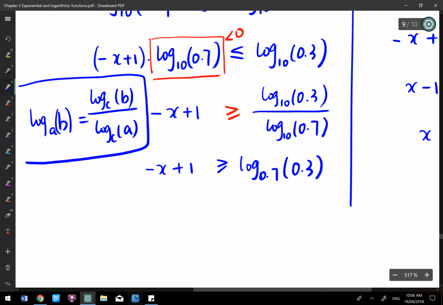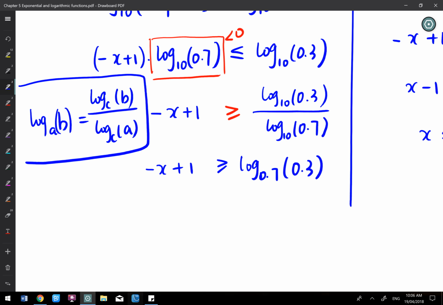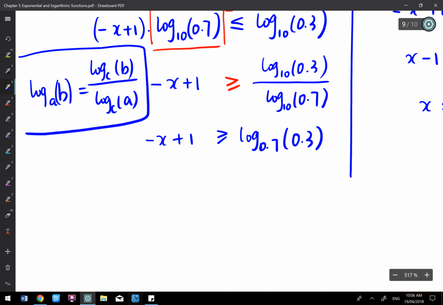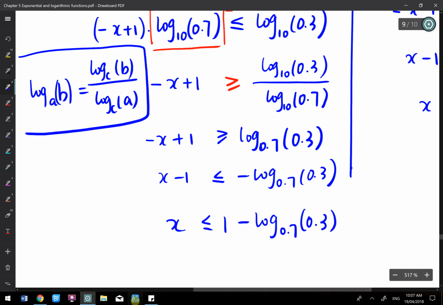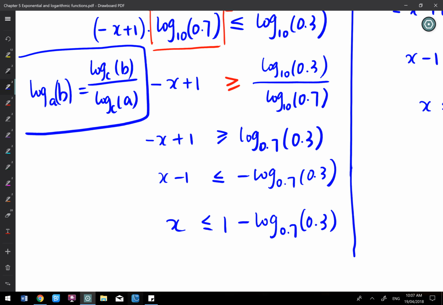So what we apply here is from log c b over log c a, we make it back to log a b. The rule is all in the previous page. Don't really need to copy that, you just need to know how to use it. So we minus both sides, sign flips again, and we plus 1 on both sides. We end up with the same answer as the right hand side, but we do much more working here.